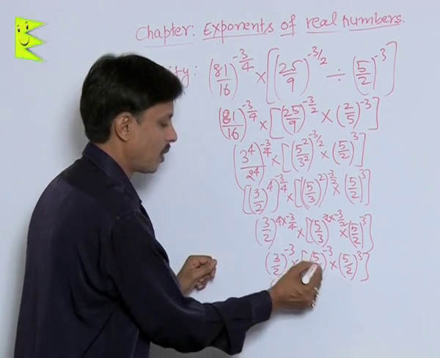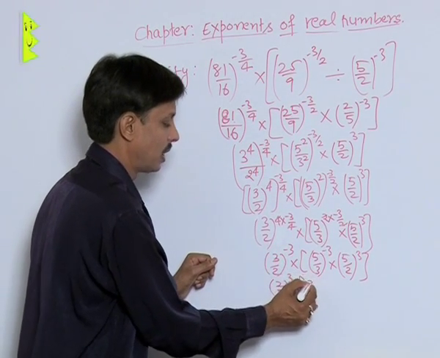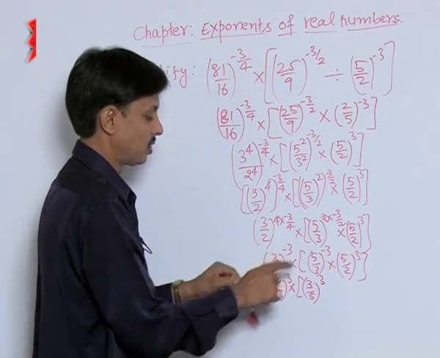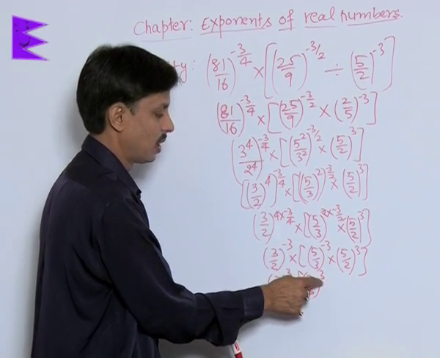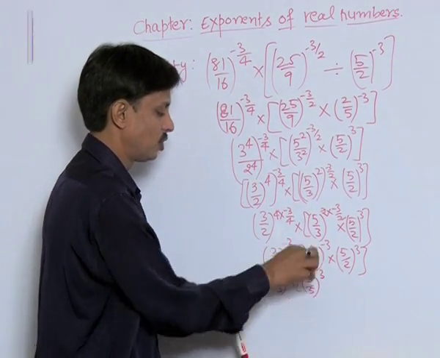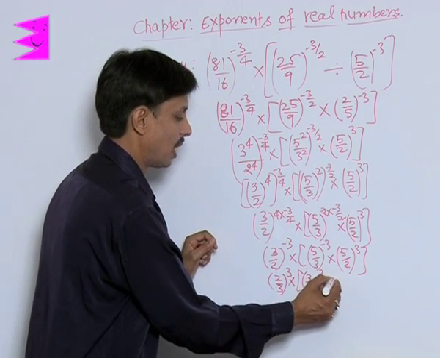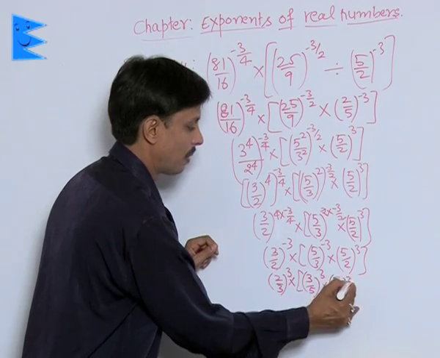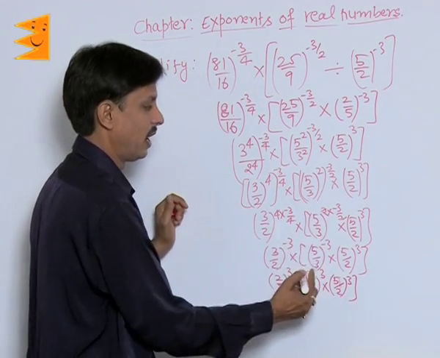Multiplied by (5/3)^-3 can be written as (3/5)^3. Similarly, if the minus is reversed, it becomes plus, and 5 by 3 changes to 3 by 5. Multiplied by (5/2)^3. Now I will expand it.